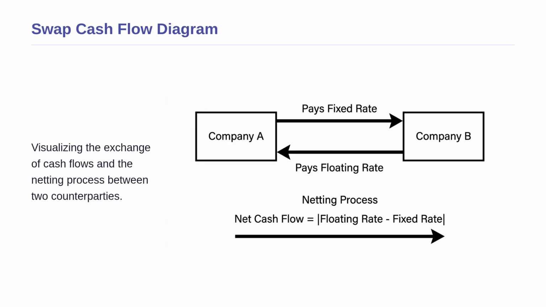Let us visualize this exchange. On screen, you see a diagram with Company A and Company B. Company A sends a fixed rate payment to Company B, and in return, Company B sends a floating rate payment back to Company A. However, look at the bottom section, labeled netting process. Through netting, these two overlapping arrows are replaced by a single net cash flow arrow. Only the absolute difference between the floating and fixed rates is actually transferred, minimizing the risk of non-payment.